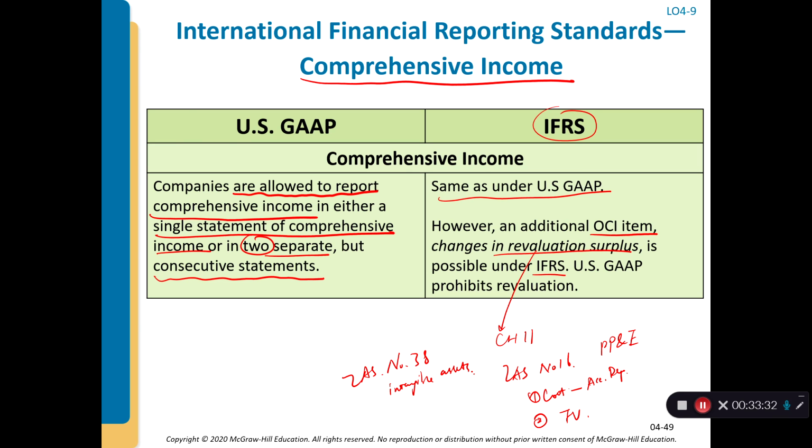So in the revaluation, if the fair value method is chosen, and the fair value is higher than the book value, then under IFRS you can recognize that part under other comprehensive income, but it's not allowed under GAAP.